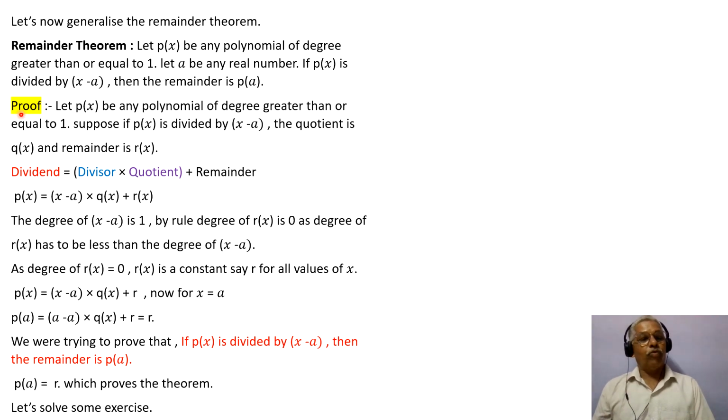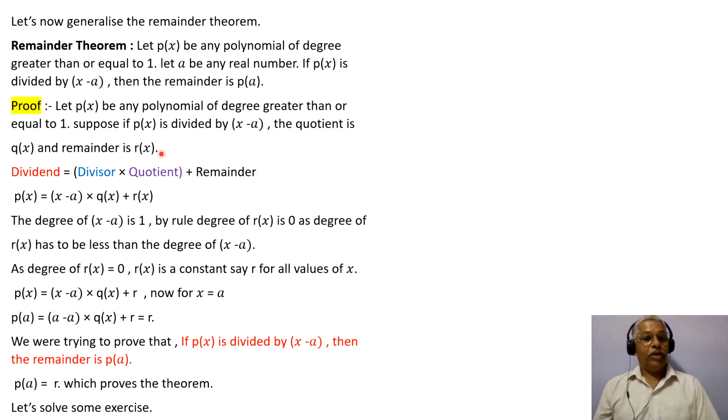Proof. Let P(x), this is the symbolic form of a polynomial, be any polynomial of degree greater than or equal to 1. Yes, we have to choose like this. Suppose P(x) is divided by the divisor x minus A, the quotient is Q(x), another form of polynomial, and the remainder is R(x).